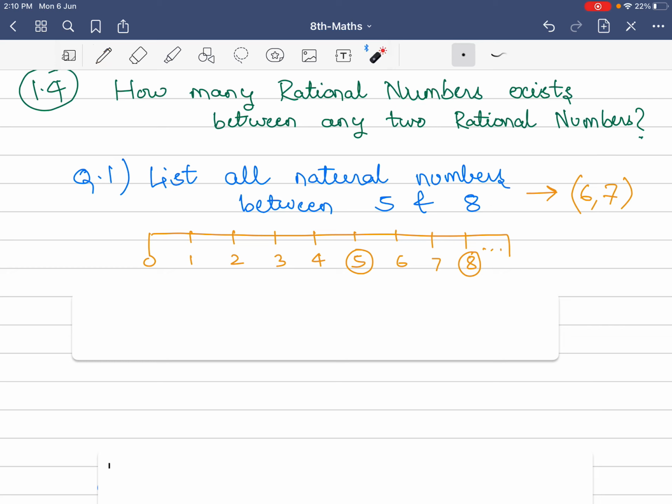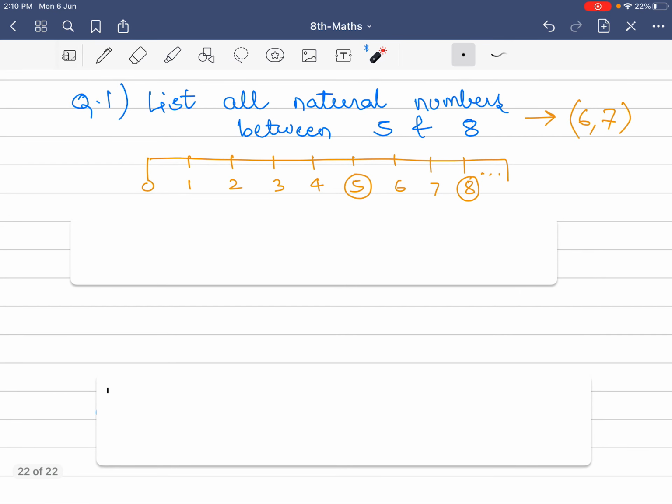Note, it is asking for natural numbers between 5 and 8. If it changes to rational numbers between 5 and 8, the answer will be different. So the answer will change based on your question. Please read the question carefully, think, and then apply the concepts. So this was our question number 1. Now let's go to question number 2.